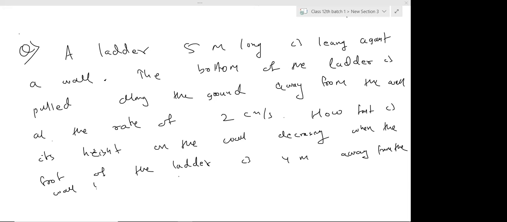Sir, can you read the fifth line? Fifth line, Kulsum. Yes, sir. Its height on the wall decreasing when the foot of the ladder is 4 meters away from the wall. All right.